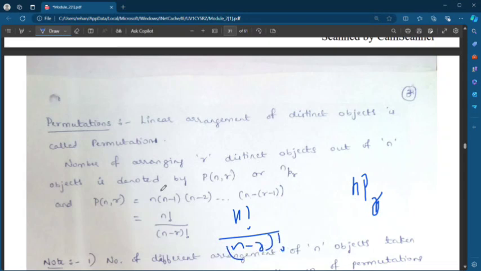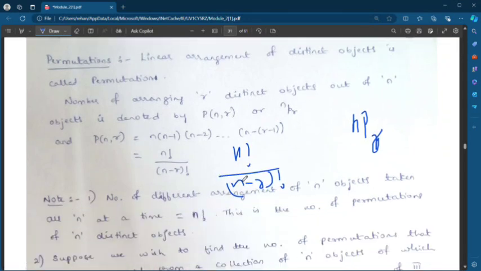Now you don't have to worry how you got this. They won't ask this. Suppose if they ask, you have this definition, and just the definition is enough. This is the basic formula, and you won't be having handbooks, so you have to remember all these formulas. N factorial divided by n minus r factorial.